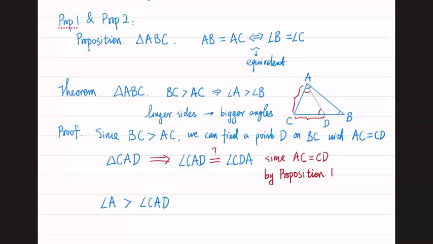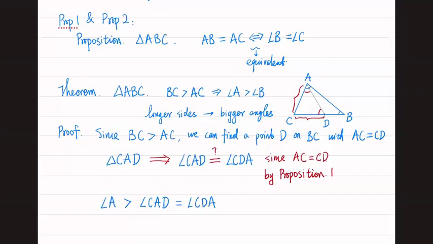Okay, because if we add the two angles together, we get angle A, right? So this angle is bigger than a part of it, because CAD is only part of angle A. We have another part over there. Then we use the conclusion we just derived. This is the same as angle CDA.